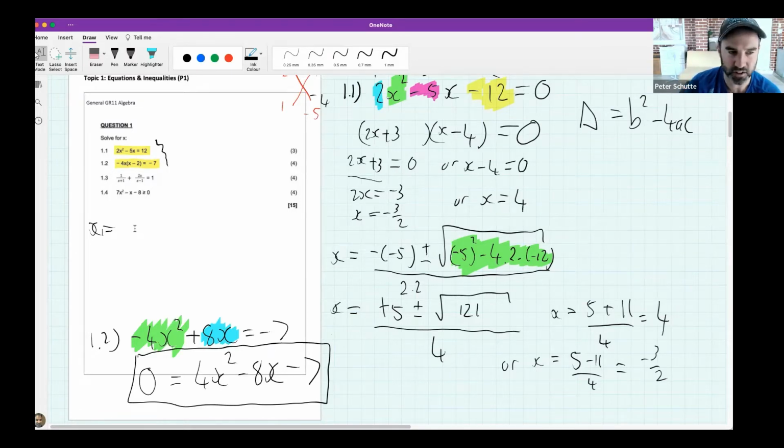It's not that factorizing is wrong. It's just that given a choice, the formula is always going to work, whereas often students will have to do the sort of balancing method with crosses and stuff, whereas if we go straight to the quadratic formula, all we need to make sure we've got is our a value. So in this case a is 4, b is -8 and c is -7.